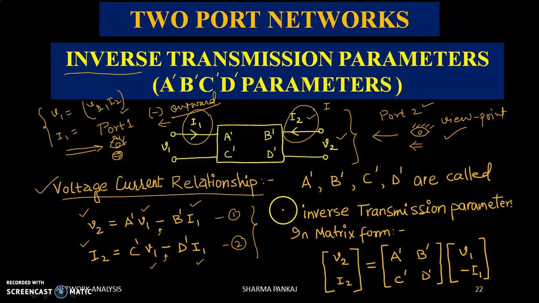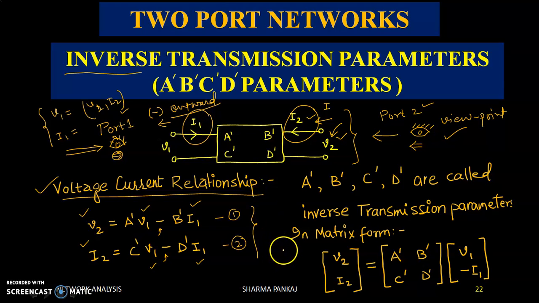And what are the variables defined on port number 2? The variables defined are this I2 and this V2. And these variables depend on the independent variables I1 and V1. In the two port network diagram, I1 is shown inward towards the network, but in the equation we are putting minus sign just to show that in the power system this is outward.